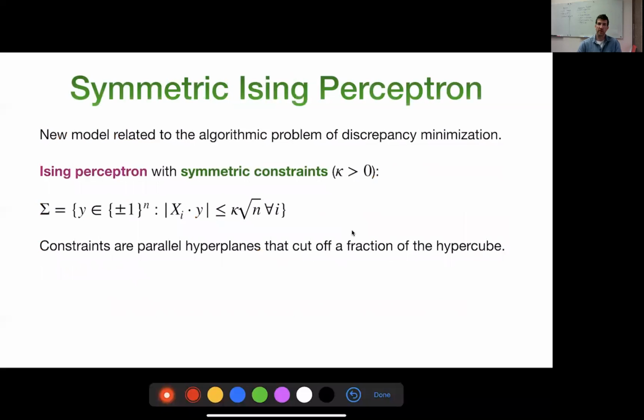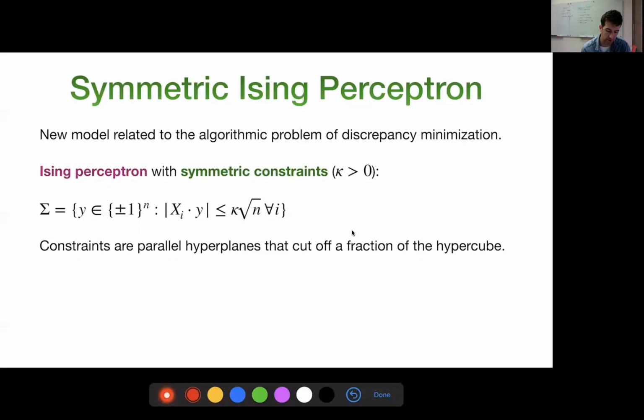Okay, so how are we going to study this? As you can see, because we can't even do a first moment upper bound on the capacity for the Ising perceptron, it's a rather difficult model. It turns out we can introduce a simpler model that should have all the qualitative features of the Ising perceptron, but might be more amenable to proving theorems about. And that's the symmetric Ising perceptron.